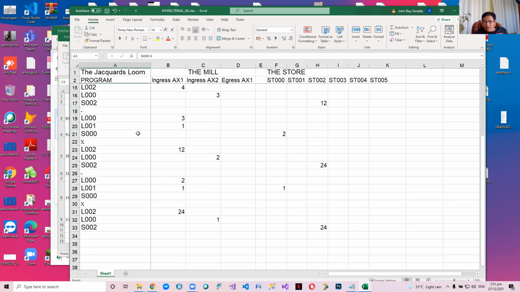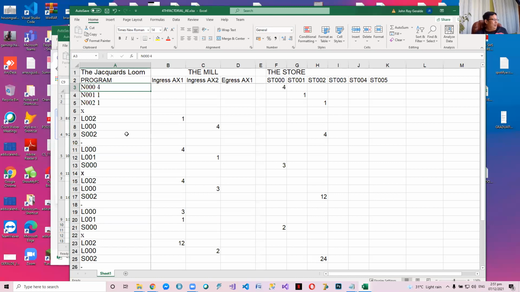Now, there's a question by Ace Kanakan. How do we know whether to put the number in ingress axis 1 or ingress axis 2? It's after the command. After the operation card, the first command goes to axis 1. The second command goes to axis 2. Do you follow?